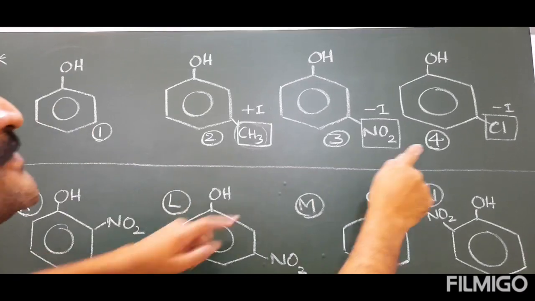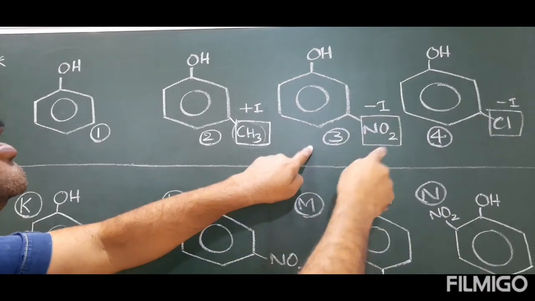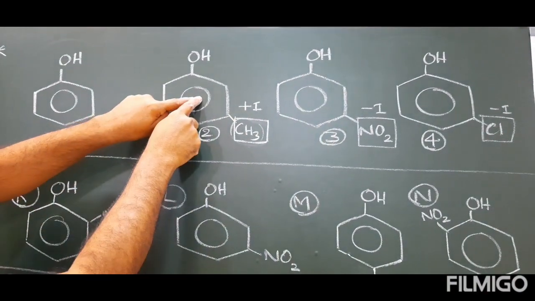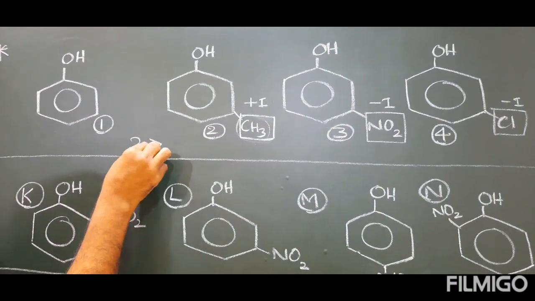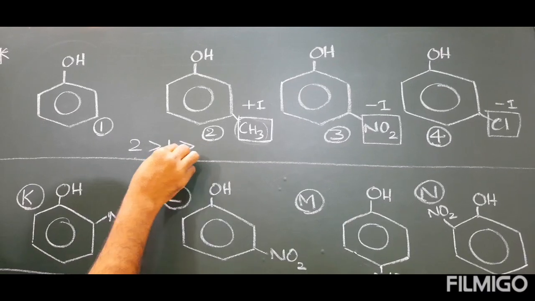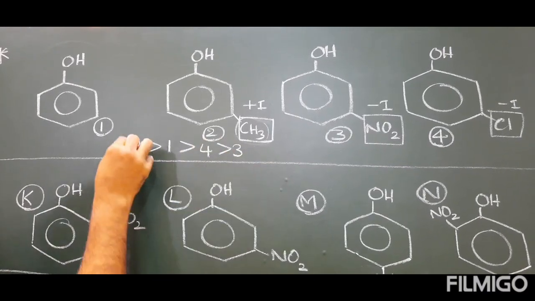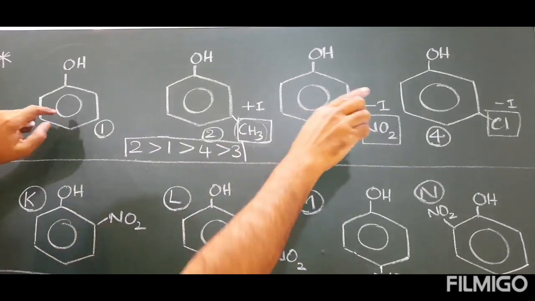After that, these two. Among these two, NO2 is a strong withdrawing group. So this is the strongest acid and this is the weakest acid. So our explanation is 2 greater than 1 greater than 4 greater than 3. This is the correct order for the acidic strength of the given phenols.